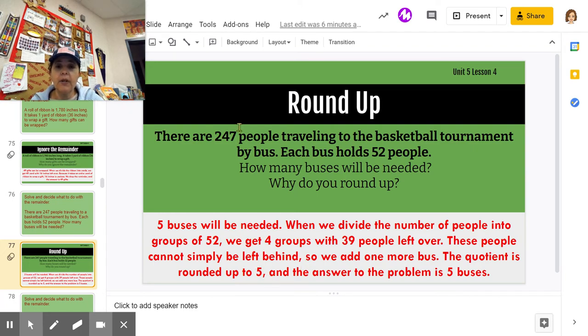Here again, we're talking about people. That's why we added another one. The other one was the craft. We can't make another craft, so that's why we ignored it. But in this case, we can't ignore the remainder. We've got to add one more because we're talking about people. You can't leave someone behind. All right, let's look at the next one.